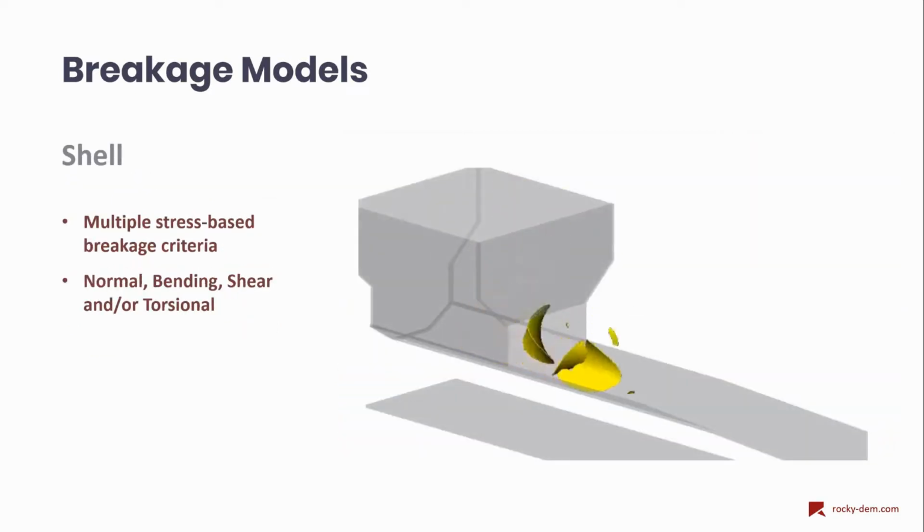Another breakage model that can be imposed on particles with shapes, as we can see here, is the breakage of the chip material.